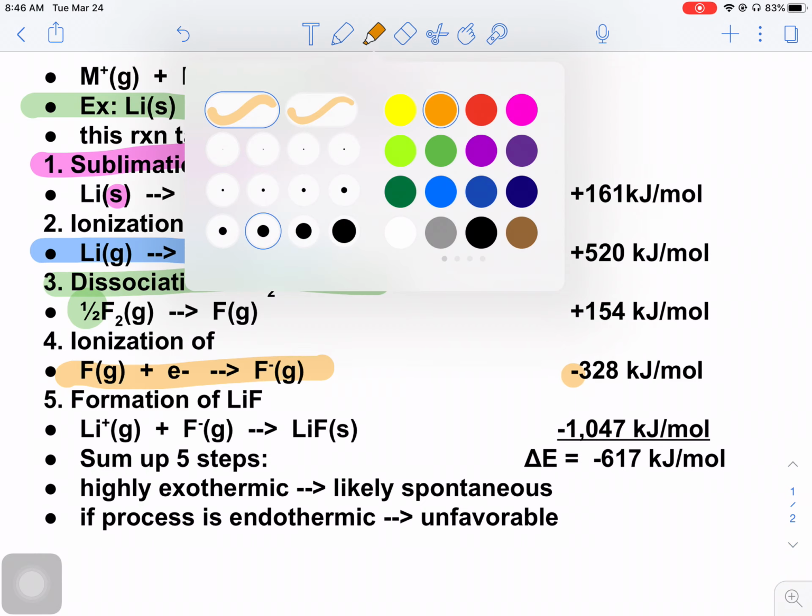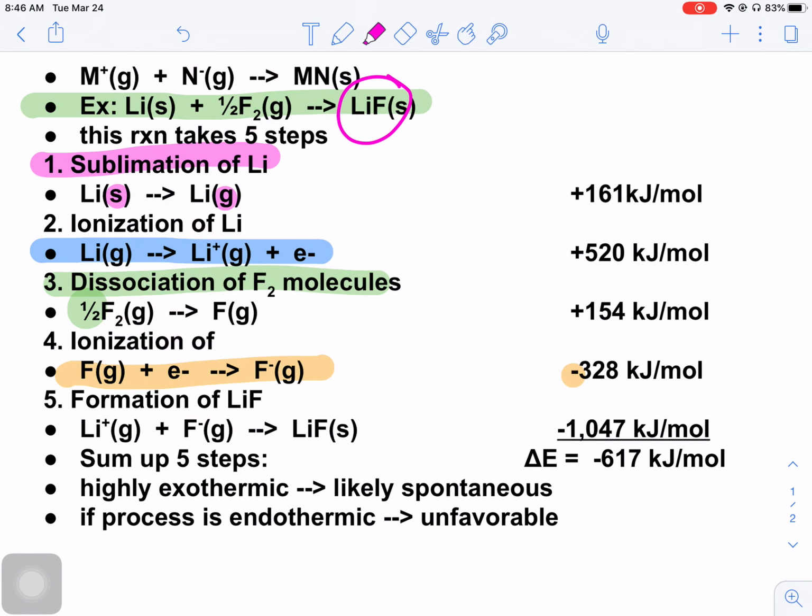And really the last step to our process is the formation of lithium fluoride. So we've already created lithium ions. We've already created fluorine ions, and when lithium positive and fluorine negative attract together, they're going to release about 1,047 kilojoules per mole. Now, last step is we need to sum these up. So the positive numbers, positive 161, positive 520, positive 154, and then we're going to subtract out the negative 328, the negative 1,047, and we get an overall negative value.